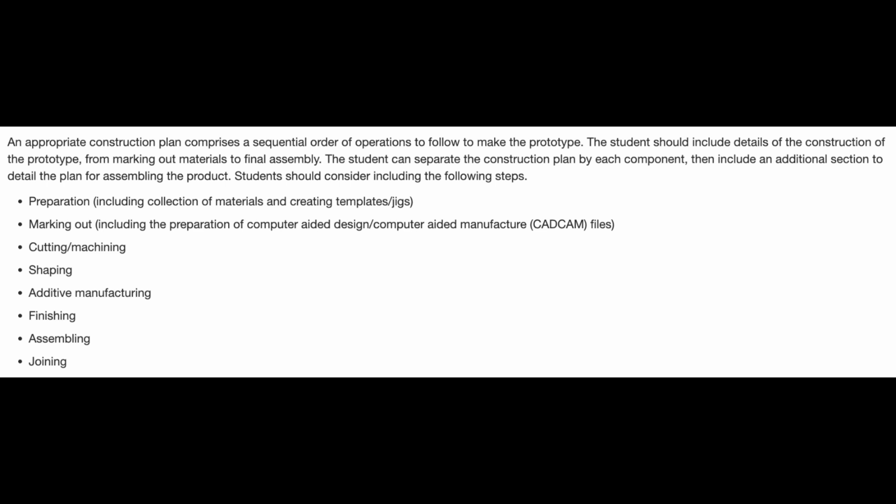Preparation. So this includes collection of the material, creating templates and any sort of jigs or other quality control aids that you might need. Marking out, including the preparation of computer-aided design, computer-aided manufacturing files, any cutting or machining, any shaping that you might do, any additive manufacturing, so that would be like 3D printing, any finishing, so this could be sanding or painting, any assembly, and any joining that you're planning to do.